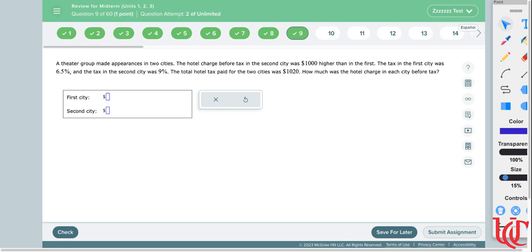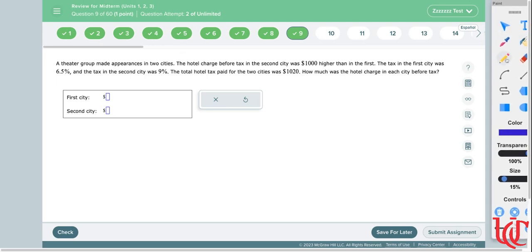So we have tax or interest equals the price times the rate times the time. This is going to be a 1 time stay, so the time is going to be 1. So looking at that, how much was the hotel charge in each city before tax? So we have city 1 and city 2.